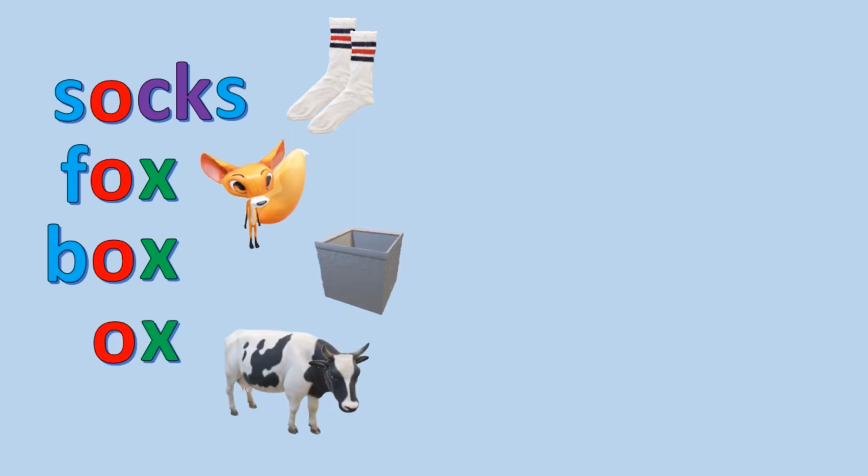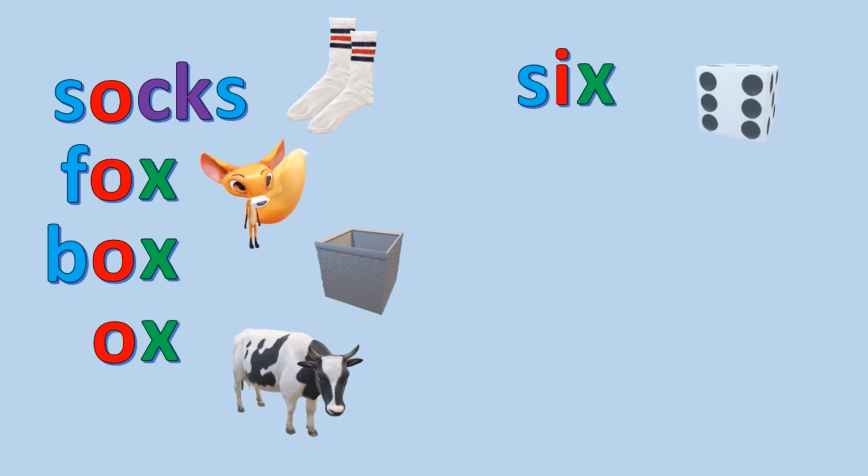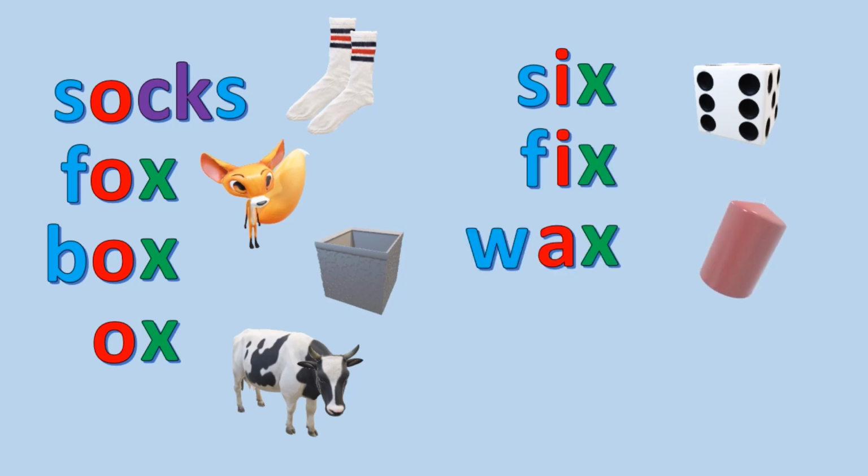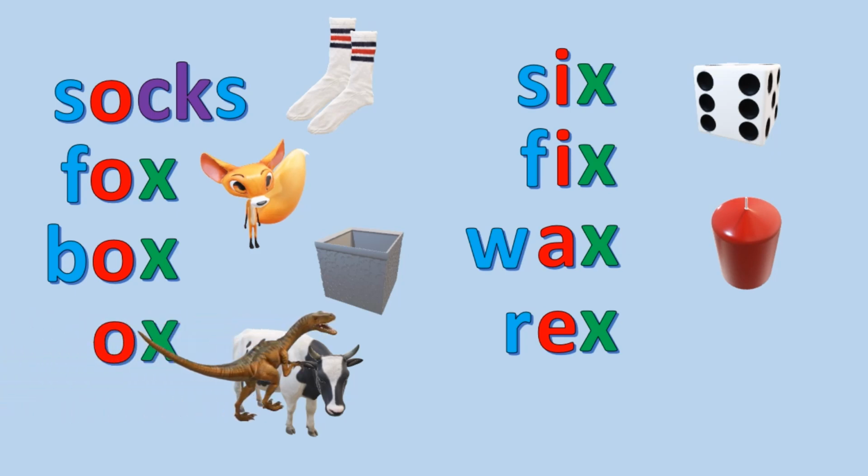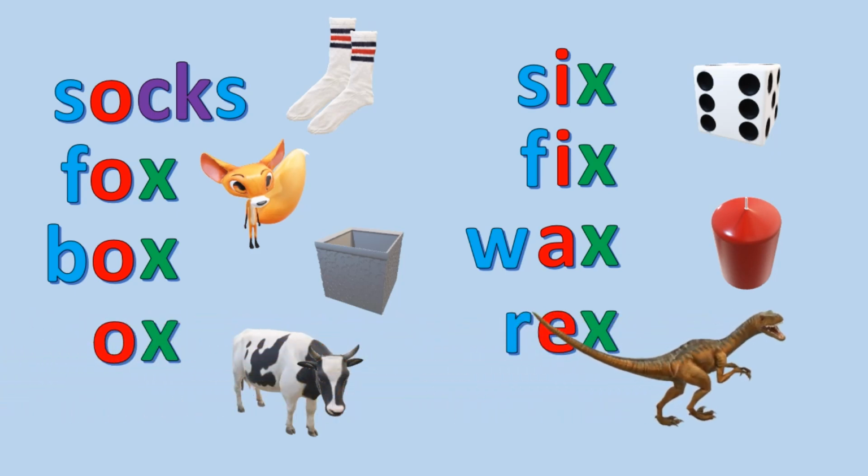F, O, K, S. Here are some other words that use an X this way. Box, ox, which is a cousin of a cow and is used to pull a cart or a plow. Six, fix, wax, and rex, like in Tyrannosaurus Rex.